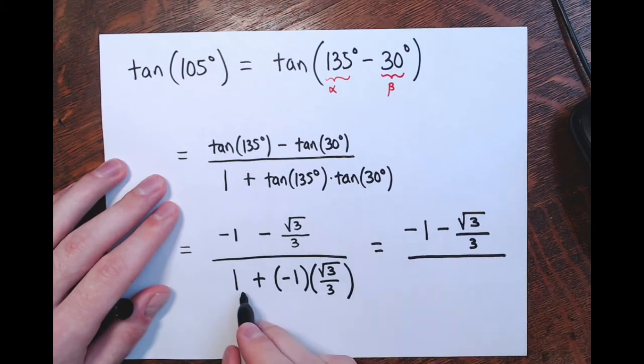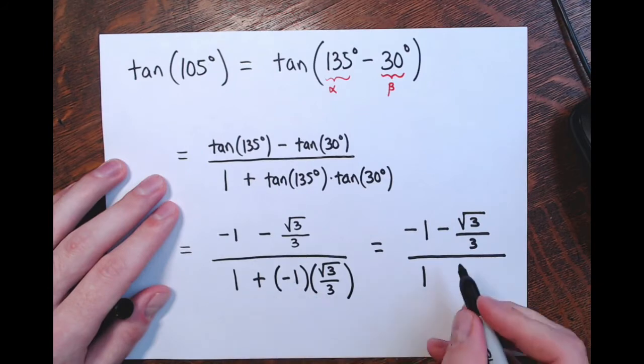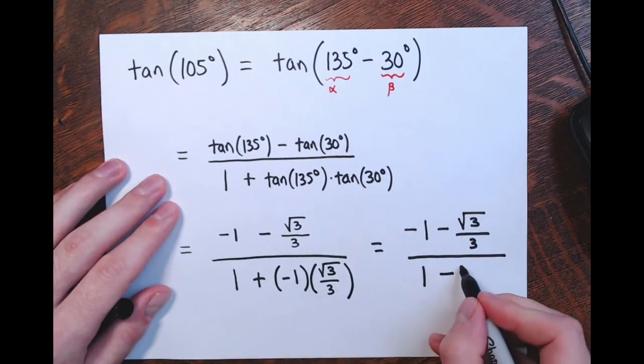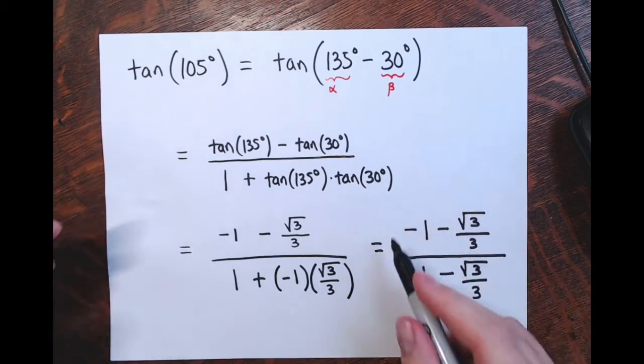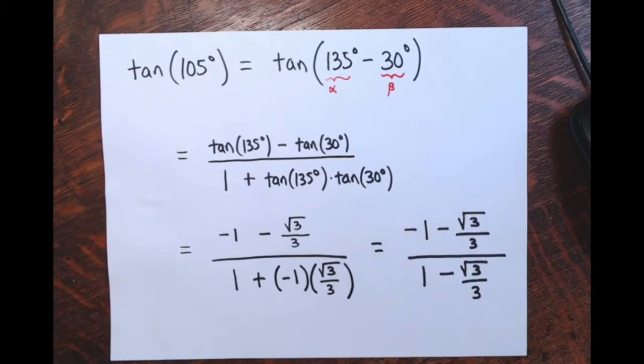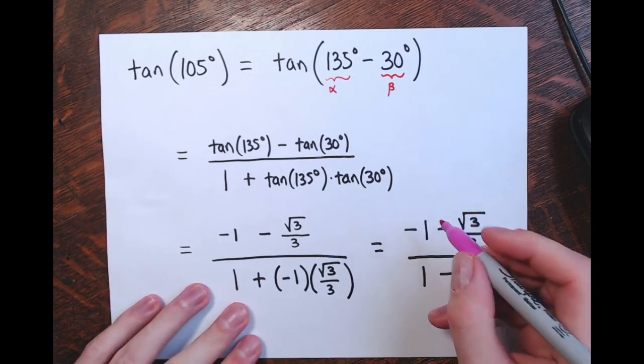And the denominator now is 1 plus, negative, so 1 minus, and then the product of these two things would just be square root of 3 over 3 again. Now this is all well and good. This is perfectly fine. I'd just rather not type in a complex fraction. So I'm going to do something to get rid of these little denominators of 3.